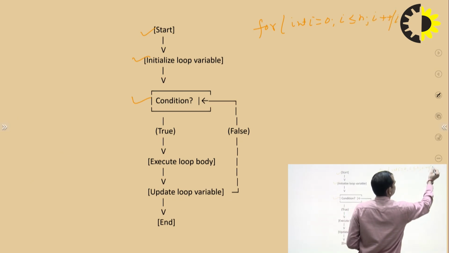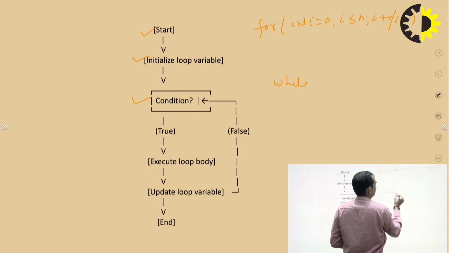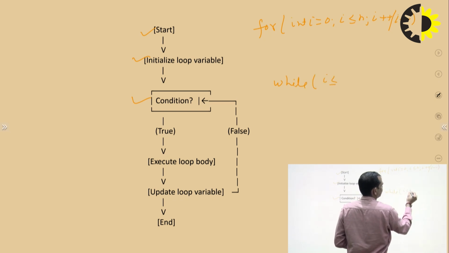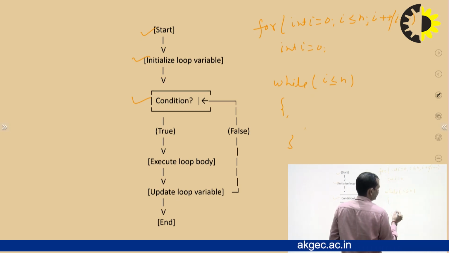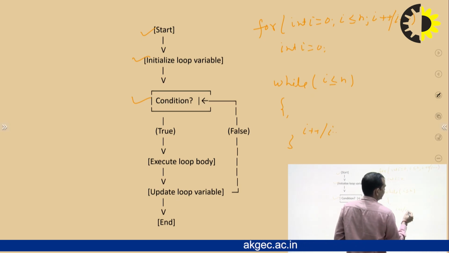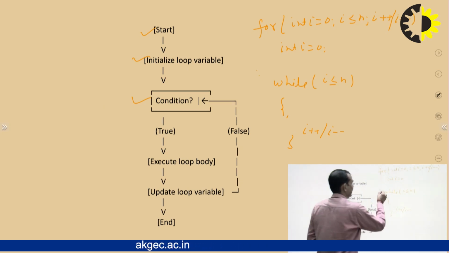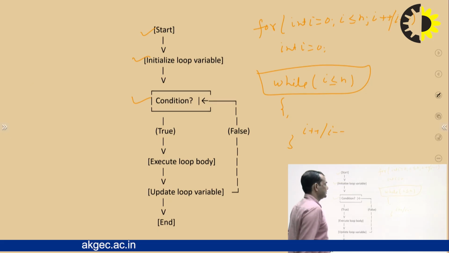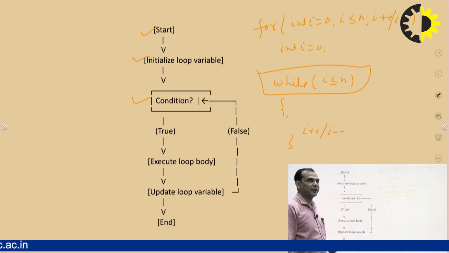I plus plus, yeah, I minus 1. But in the while loop, we use only the condition here. We have to declare the variable I equal to 0. Then whatever updates, the increment or decrement, we do it separately. So in this condition, we apply only conditions inside that loop. This is a small difference between the for loop and the while loop.